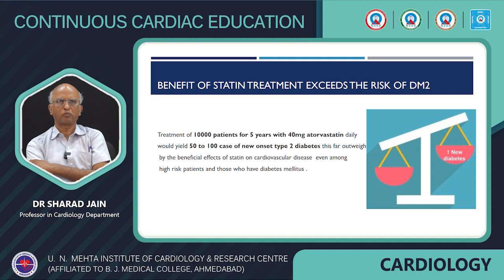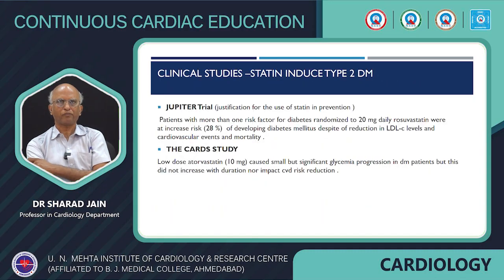Treatment of 10,000 patients for 5 years with 40 mg atorvastatin daily would yield 50 to 100 cases of new onset type 2 diabetes. This is far outweighed by the beneficial effects of the statin. So still the statins should be used.